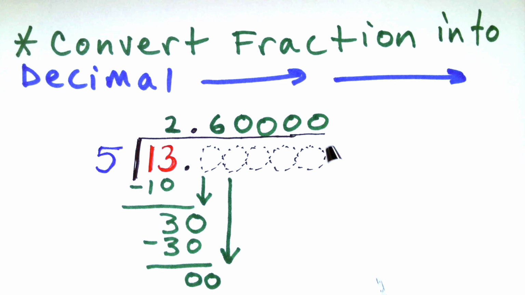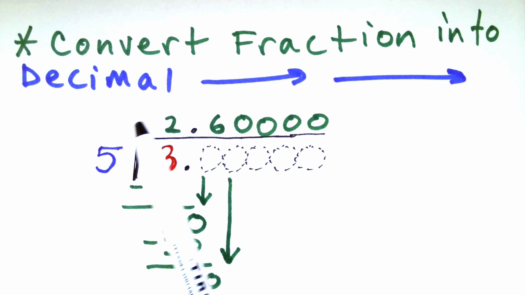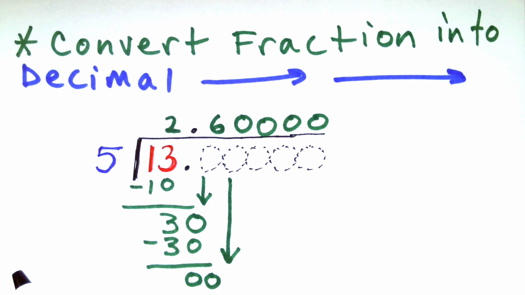13 divided by 5. Okay, so what number times 5 gets me closest to 1? There are no whole numbers. There are fractions, but no whole numbers. So I'll put a 0 in the placeholder. And then the number to the right of 1 is 3, so it turns the 1 into a 13. 5 times 2 gets me closest to 13 without going over. 5 times 2 is 10. I'm going to subtract 10 from 13. That leaves me a remainder of 3.